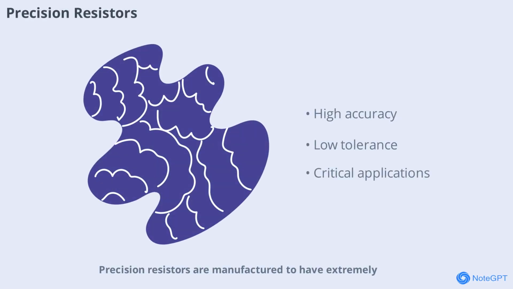Precision resistors are manufactured to have extremely accurate resistance values and very low tolerance. They are used in measurement instruments, calibration equipment, and other applications where accuracy is paramount. Their high quality ensures reliable and repeatable performance.